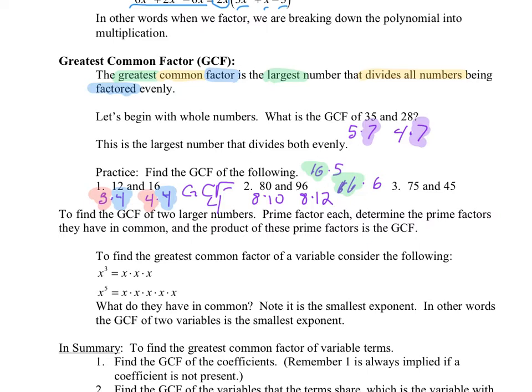All right, let's move on. 75 and 45. Well, 45 is 3 times 15, and I know that 15 goes into 75. It's 5 times 15. 3 and 5 have no common factors, so my greatest common factor is going to be this 15. So that's my greatest common factor.